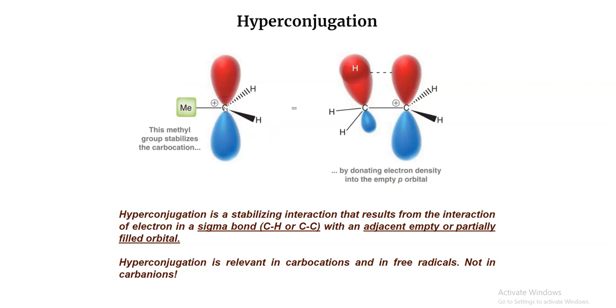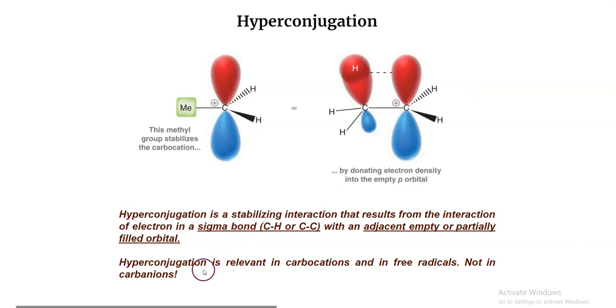Okay, that's important. So that's the structure, that's how hyperconjugation works. So that's the empty p orbital. These are CH electrons. So some of the CH electrons would sort of dilute the positive charge, and diluting the positive charge means making it more stable.